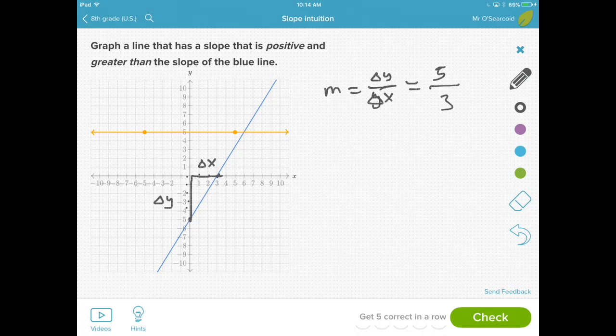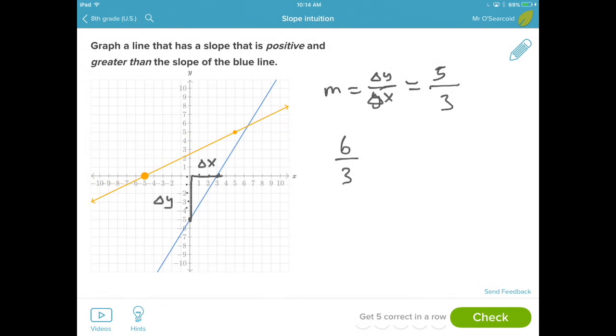So in plotting a line that is positive and greater than 5 over 3, let's just choose 6 over 3. We can actually start this line anywhere we want, but best practice in future would probably be to start your line on the y-axis, just so that you're starting with your y-intercept.